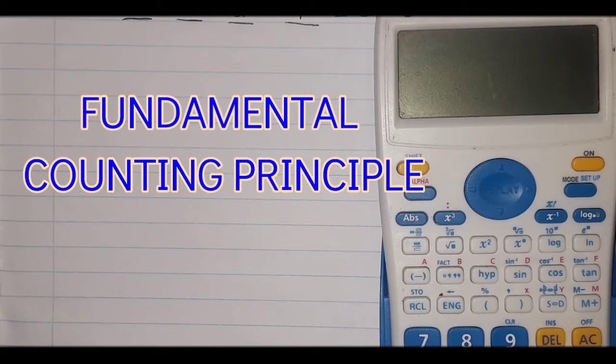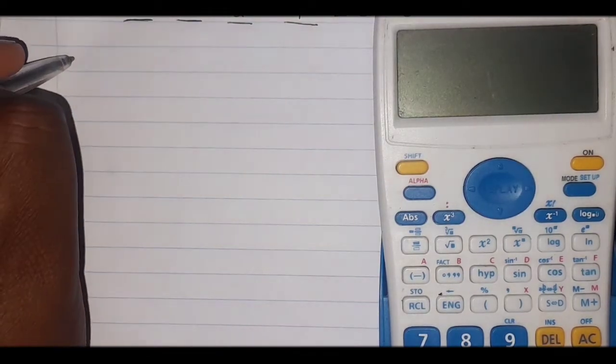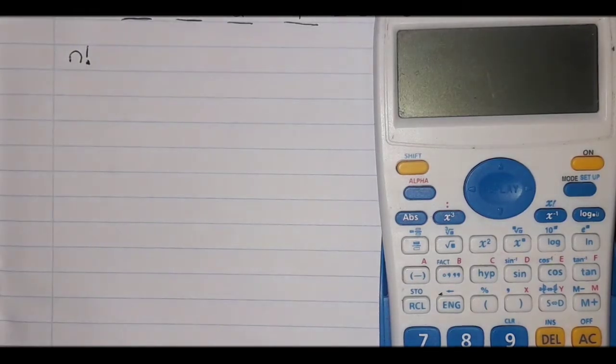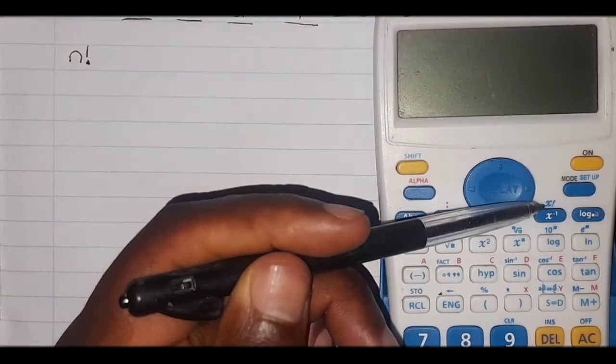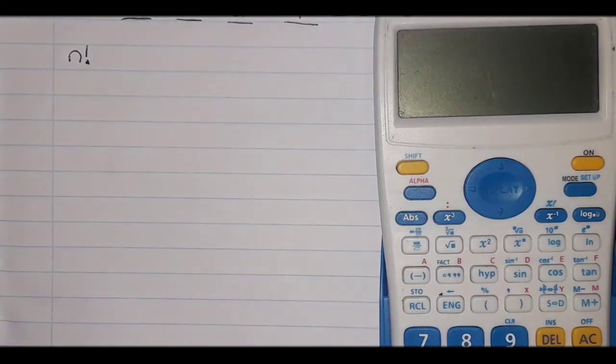We want to look at this section of probability, the fundamental counting principle. The first thing I want us to look at is this one. We call it n factorial. When you see an exclamation mark after an n, we call it n factorial. You also find this on your calculator. Here it is. How do we use it?